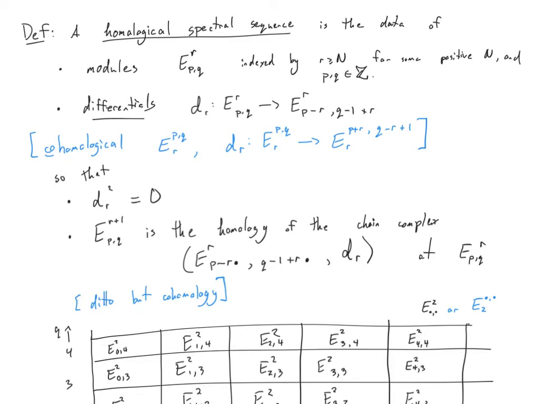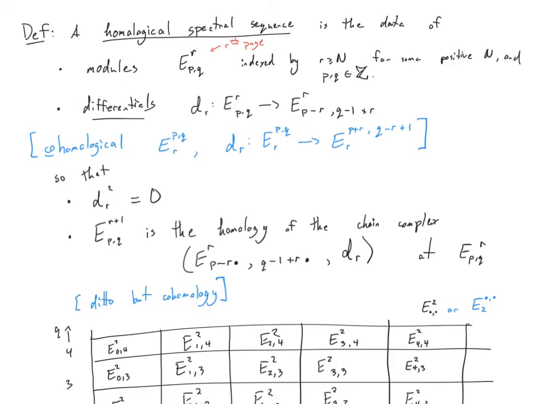R is called the page index. So this is like the rth page. We'll talk about that later. So you have this data, and P and Q vary over all of the integers. And you also have differentials that have this funny shift in degree.